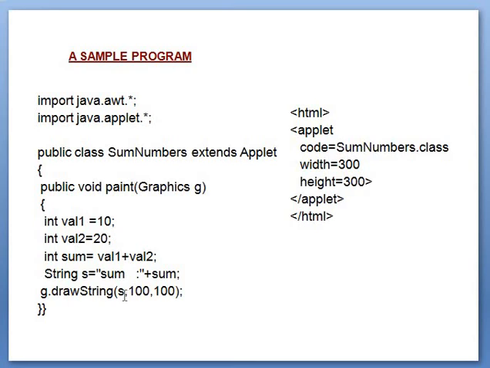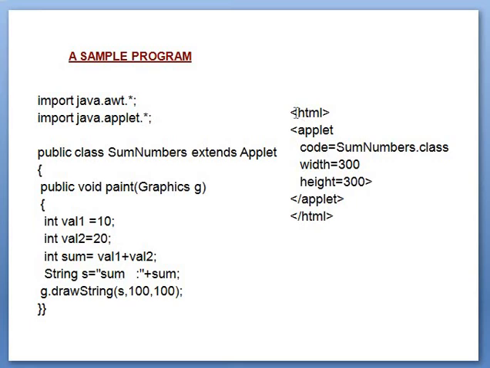g.drawString will display the value of s. So here s is equal to "Sum : " plus sum. This sum retains 30, and 30 is the value retained by s. So this g.drawString command will display "Sum : 30" at x y position 100, 100. So this is the complete Java applet program for performing some arithmetic operation and displaying the value.